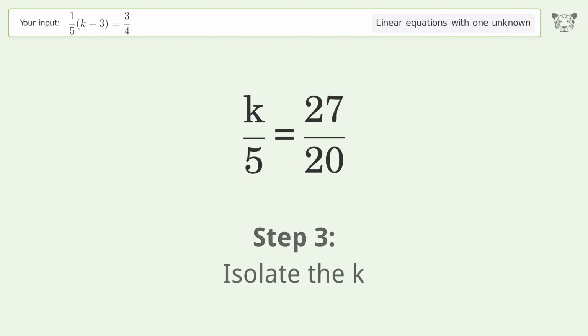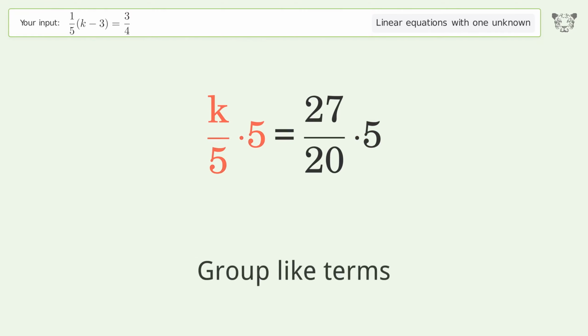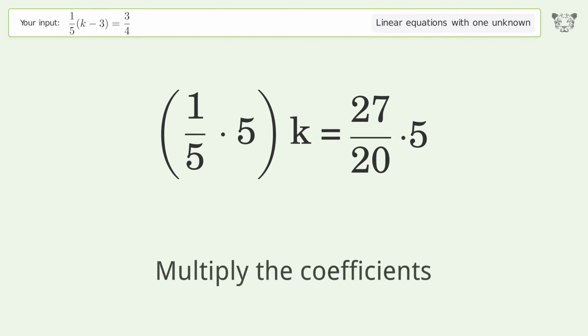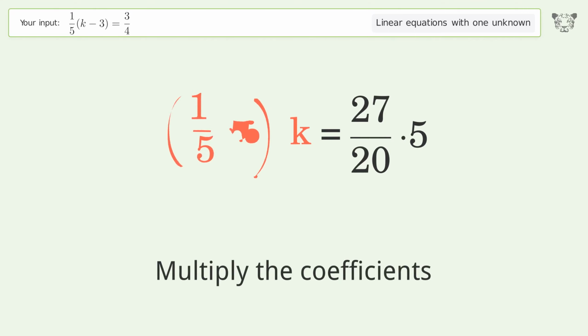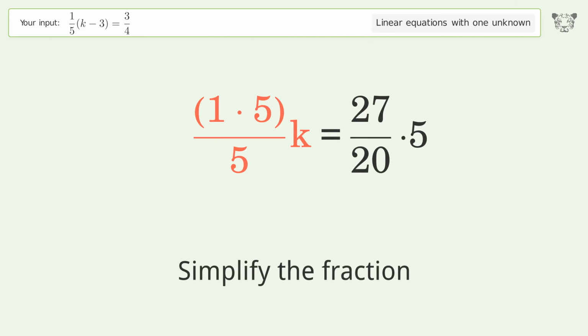Isolate the k. Multiply both sides by 5. Group like terms. Multiply the coefficients. Simplify the fraction.